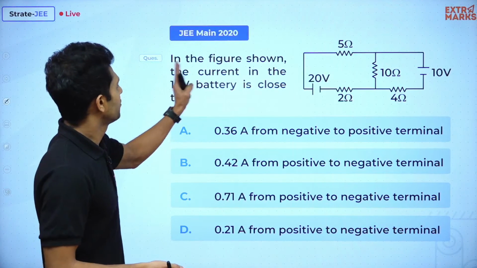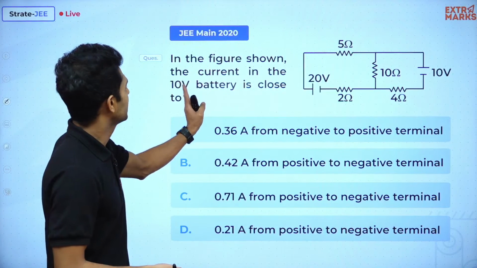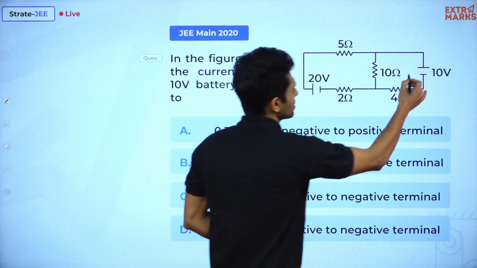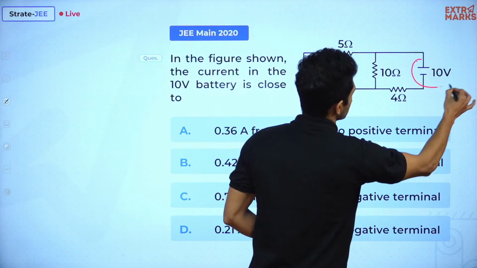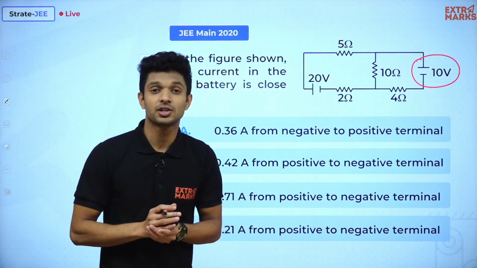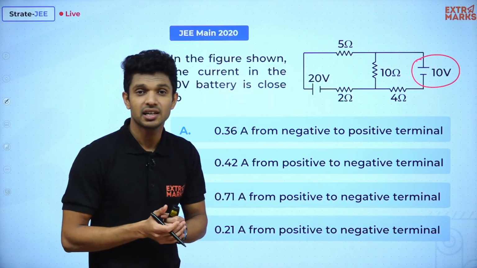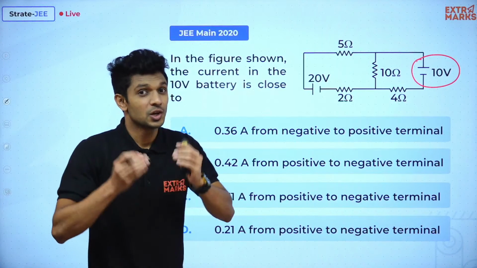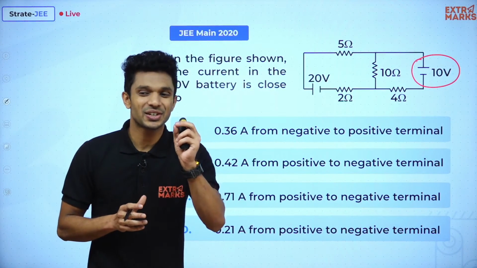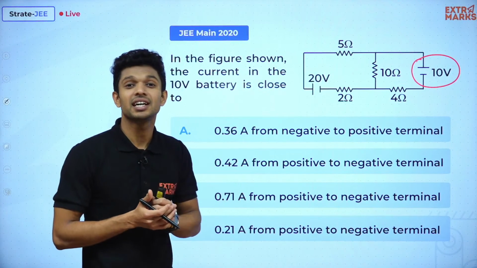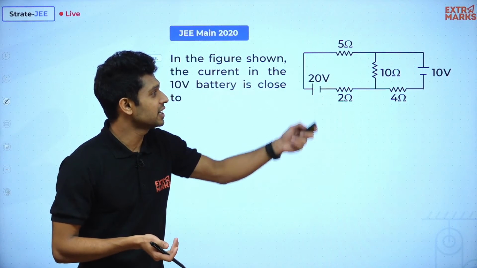ठीक है. In the figure shown, the current in the 10 volt battery is close to. Right? Which means what is the value of the current passing through this 10 volt? Is it a single branch circuit? No, we have two branches, right? So it's a bigger circuit. So here which laws do we have to actually use? Kirchhoff's first law and Kirchhoff's second law. ये दोनों use करके solve करना चाहिए to find out the value of current through 10 volt.